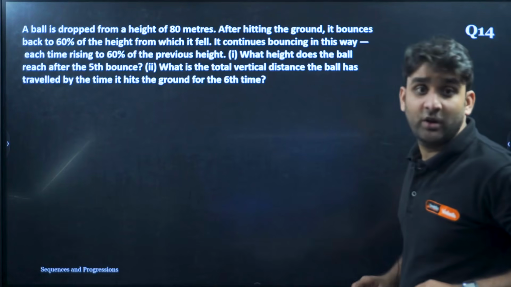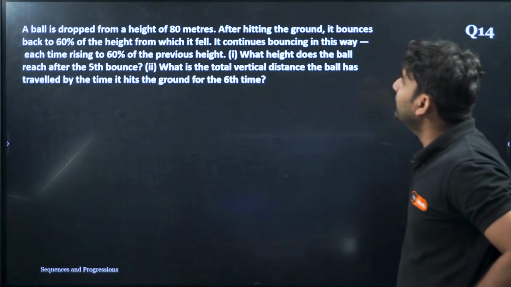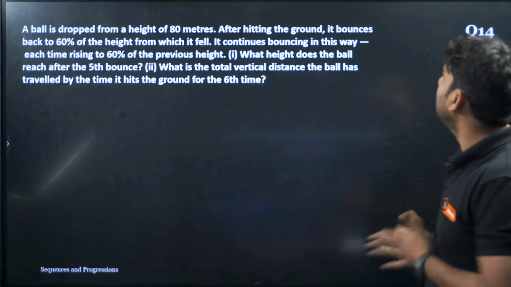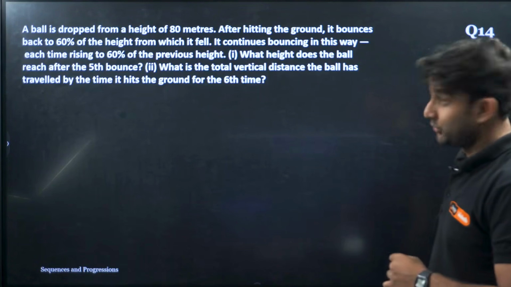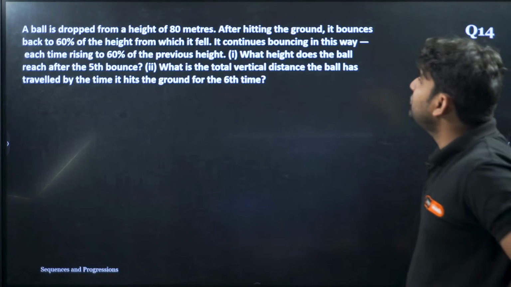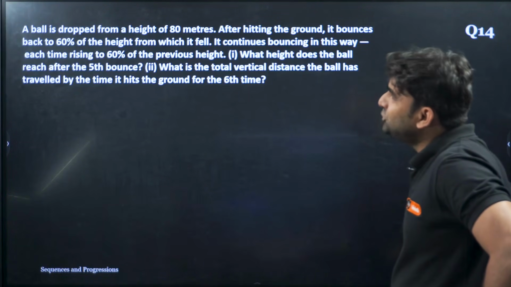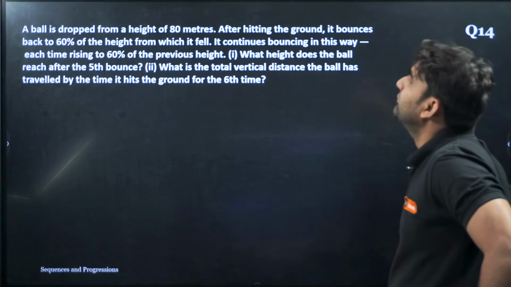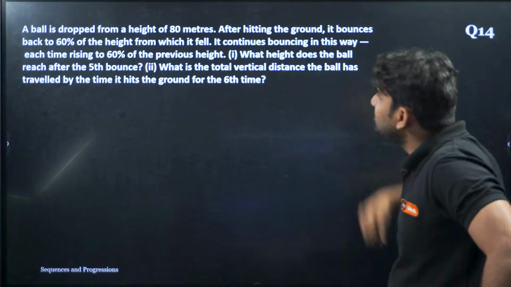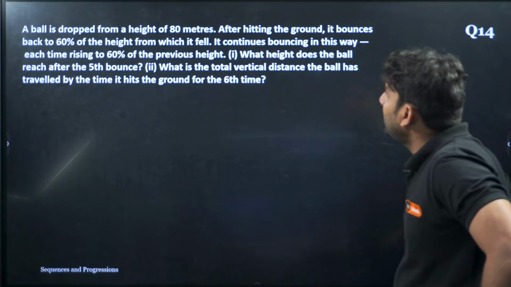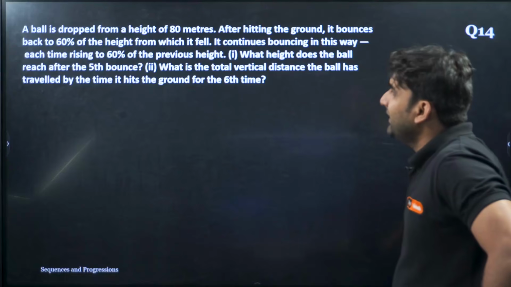Oh, what is this? Oh my God. A ball is dropped from a height of 80 meters. After hitting the ground, it bounces back to 60% of the height from which it fell. It continues bouncing in this way, each time rising to 60% of the previous height. First question, what height does the ball reach after the fifth bounce? What is the total vertical distance the ball has traveled by the time it hits the ground?